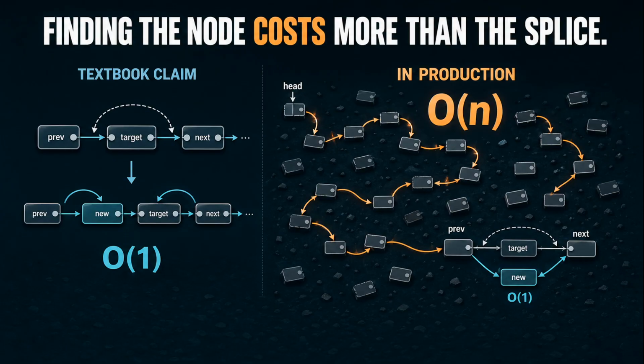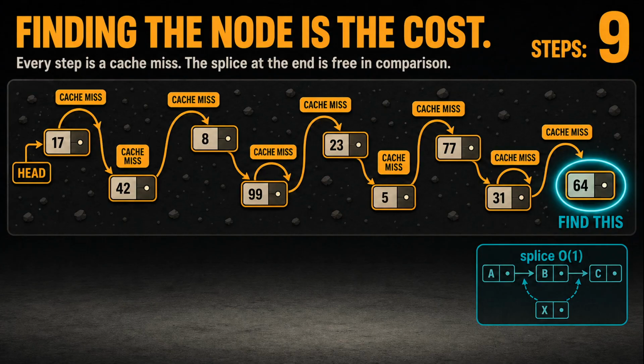But in real code, you almost never do. You have an index, you have a key, you have a search criterion. To find the right node, you walk the list from the front. That walk is expensive in cache terms. By the time you have located the node, you have already paid more than the cost of an array shift would have been. So the constant time splice is real, but you cannot reach it.